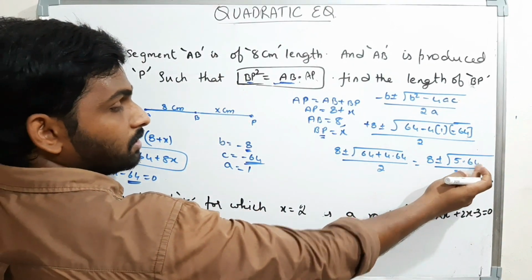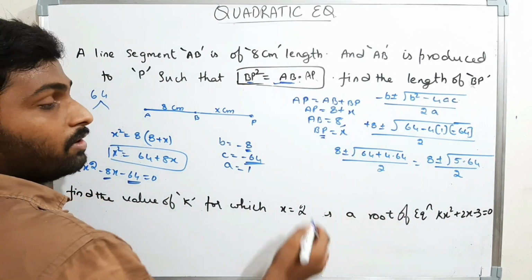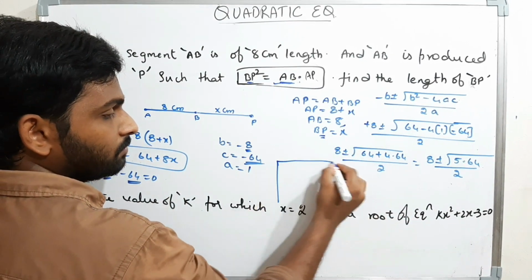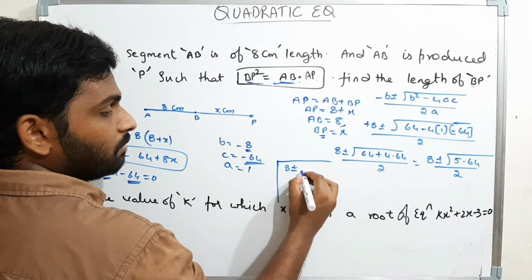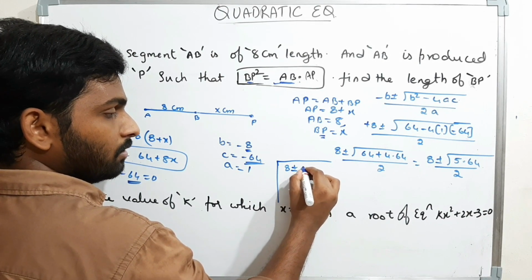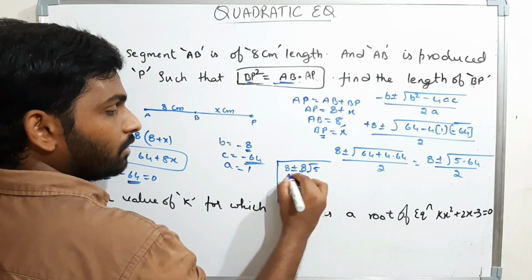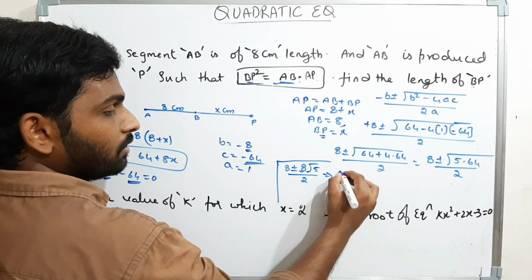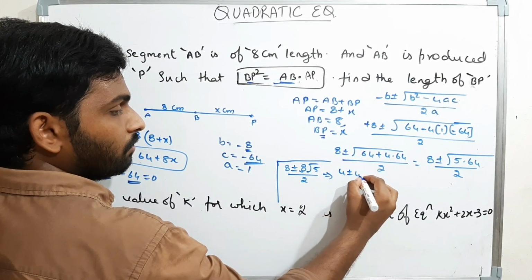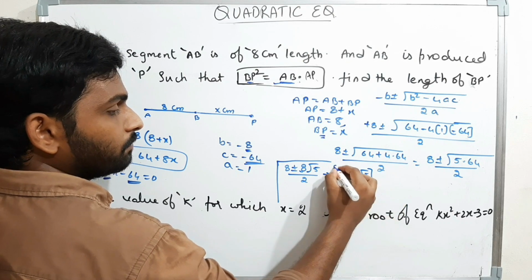Therefore, I can bring 64 outside because 64 is nothing but 8 square. Therefore, what are the roots? 8 plus or minus 8 root of 5 by 2. That is nothing but 4 plus or minus 4 root 5.